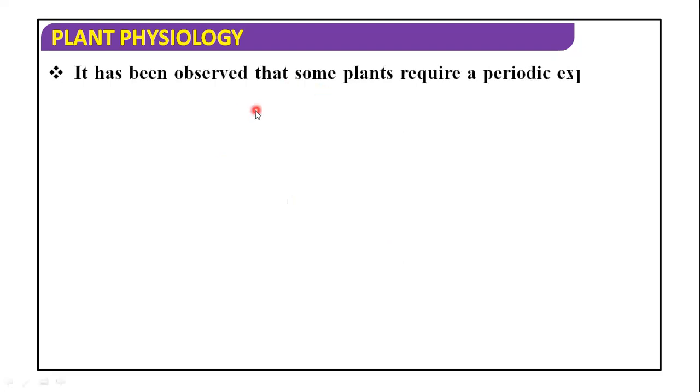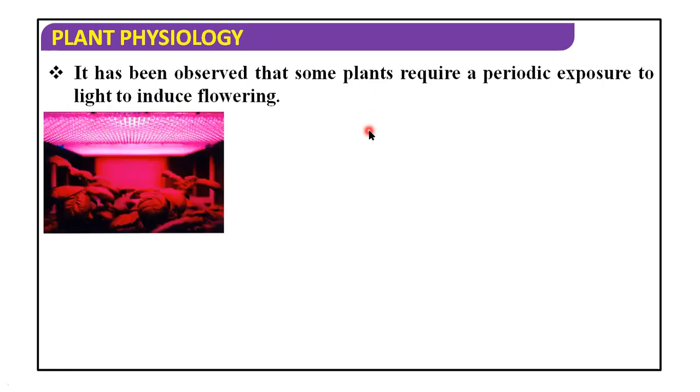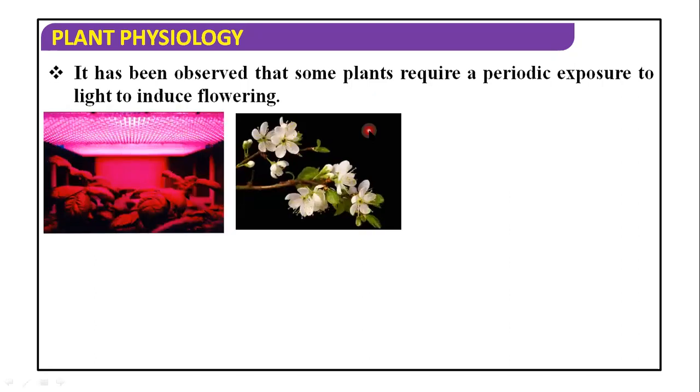See, it has been observed that some plants require a periodic exposure to light to induce flowering. They found that exposure to a specific duration of light, that is photoperiod, had a profound influence on flowering. They examined the effect of day length on flowering using artificial illumination. And this term photoperiodism was coined by Garner and Allard in 1920.